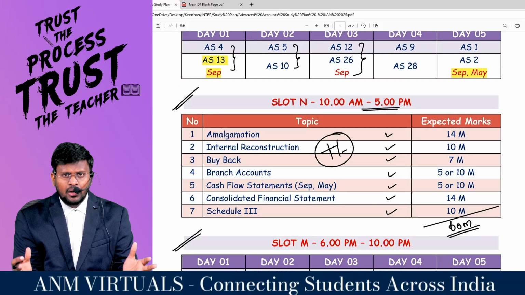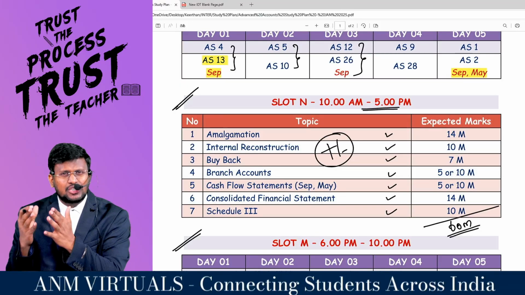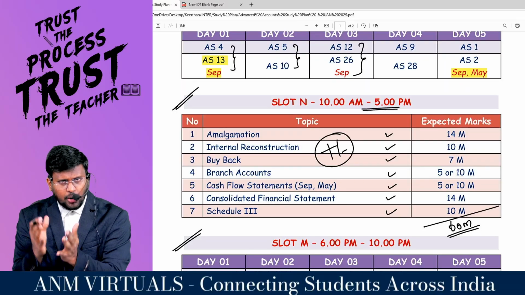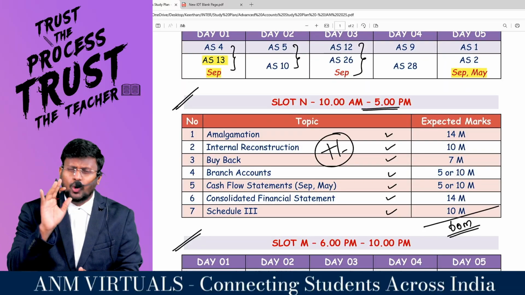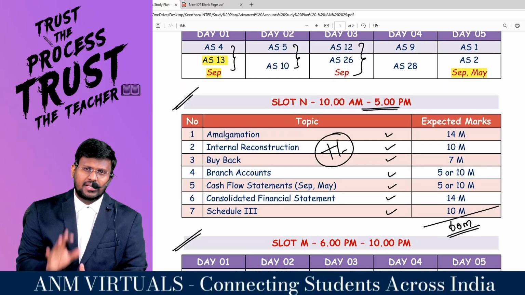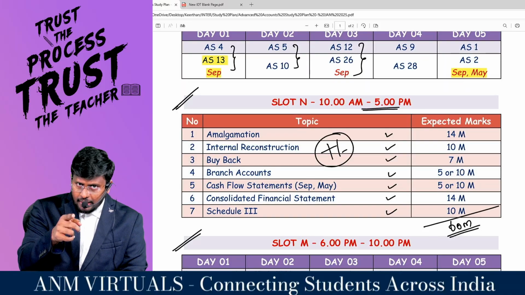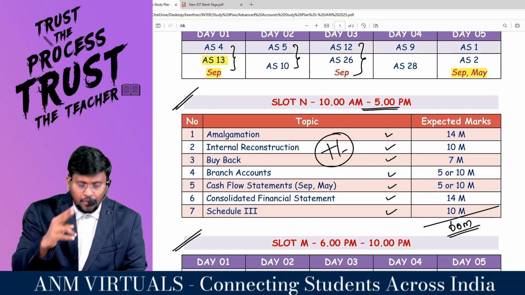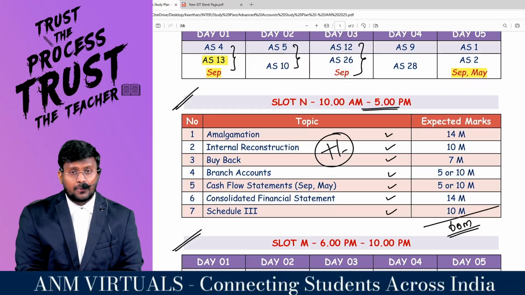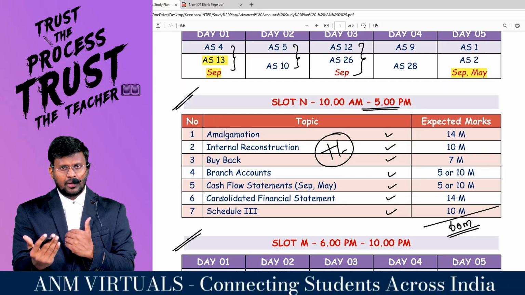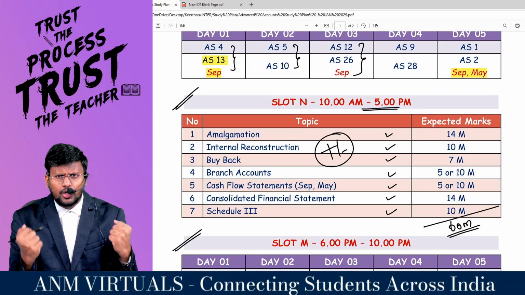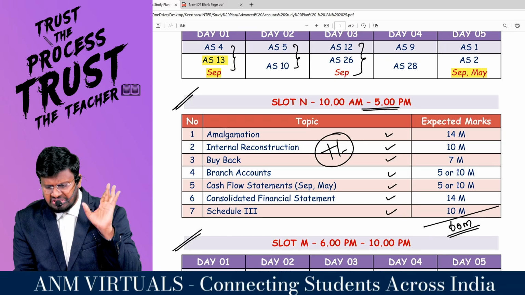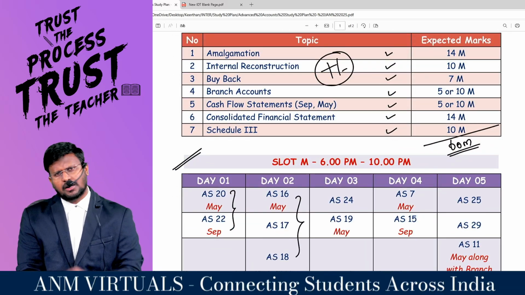But still, for example, if you have not prepared consolidated financial statement, if Conso has not been prepared, leave Conso, don't try to study Conso now within 5 days. Instead of that, you make it 2 questions for amalgamation or 2 questions for IR. Like that, make it double up. That means you are becoming so strong in the topic what you have studied, my dear lovable students. That will add lovely bonanza marks to you.